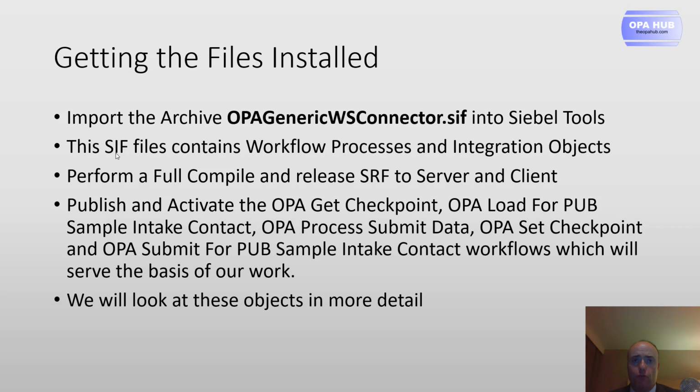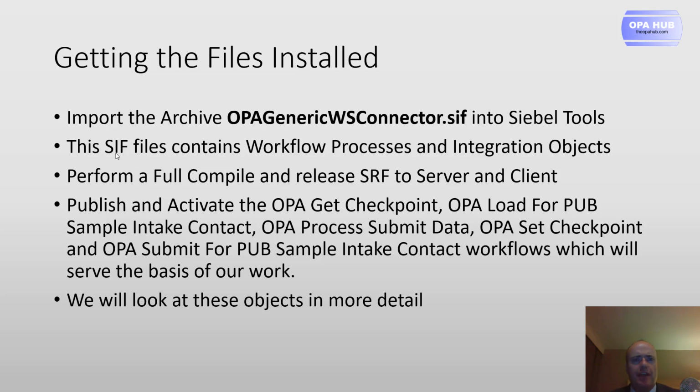Now, I want you to look at the 4th point here. Look at the names of the workflows. OPA get checkpoint, OPA load for PUB sample intake contact, process submit. These are all, if you like, template workflows, so that if tomorrow you need to implement an integration with OPA that uses a different business object than contact, opportunity, or whatever it is, these workflows that are supplied in the zip, you're going to be able to take those workflows, and you'll still need to make some changes, but by and large, you'll be well on your way to building another integration with OPA.